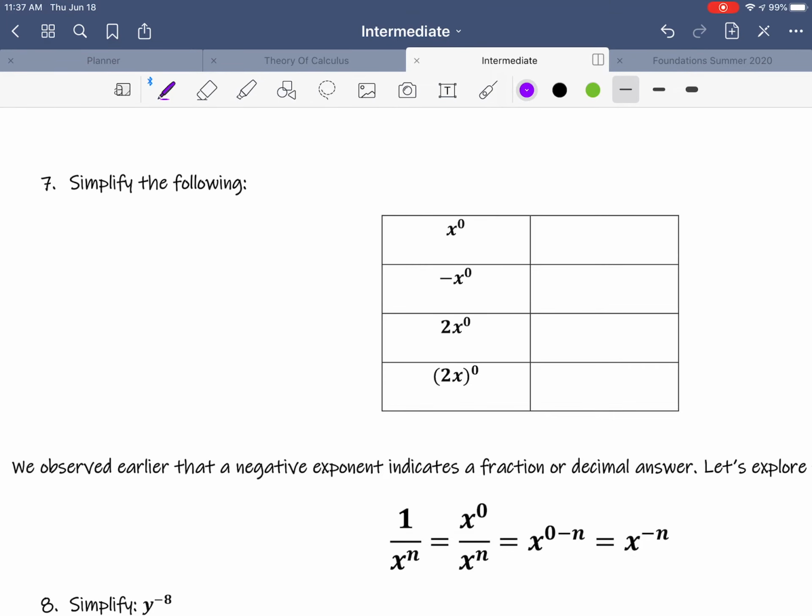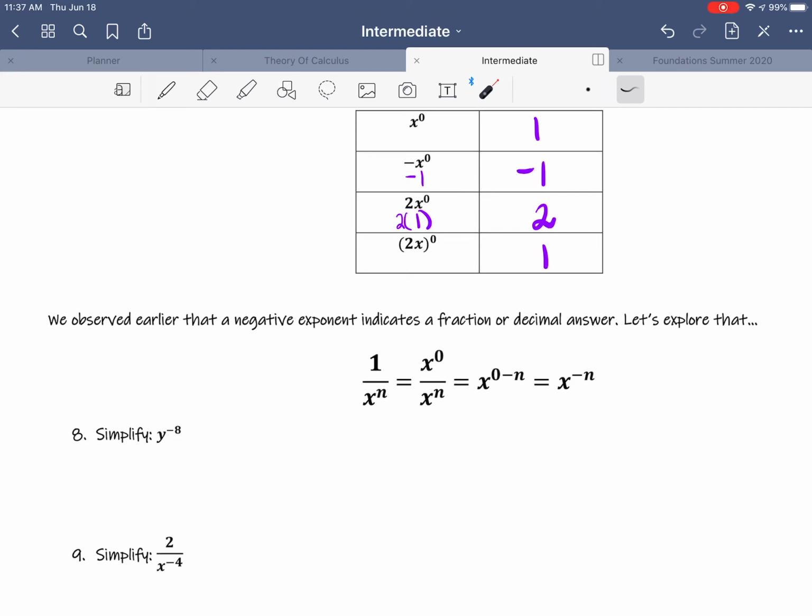So let's use that here to test it out on a few. Anything to a zero power is just 1. Here we have x to the 0, which is 1, but we have a negative out front. Pay attention here, we have x to the 0, which is 1, but we have a 2 multiplied by it. And then in this case we have 2x all raised to the 0, which is 1, because the whole thing is raised to the 0. So you have to pay attention to what is the base.